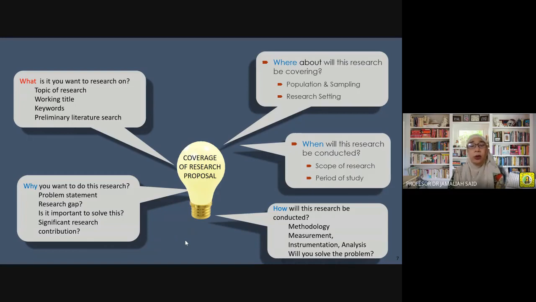You want to study about economic growth. Whose economic growth you want to study? Is it Malaysia? Is it ASEAN country? Or is it OIC country? Is it developed countries? So that is where the sample.